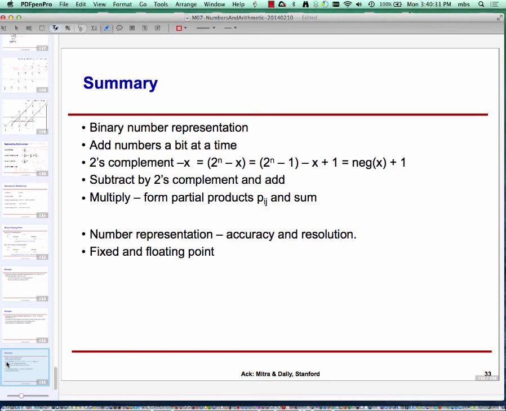So anyway, we saw in depth how to do integers, positive and negative numbers. We did multiplication and of course addition, subtraction. We didn't do division. How would you do division? How do we do long division?